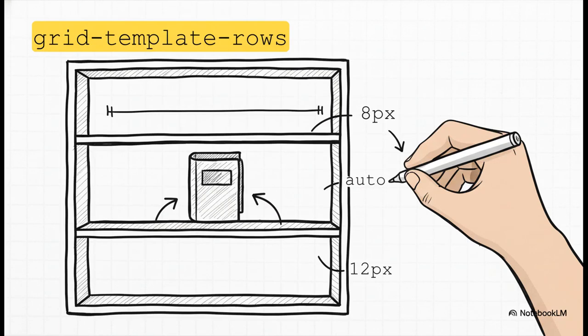And this right here shows how we add our shelves. The grid-template-rows property works just like the one for columns. Here we're creating 3 rows. The first one's a skinny 8 pixels high, the second one will automatically size itself to fit whatever content is inside, and the third is 12 pixels. You have total control over both dimensions.